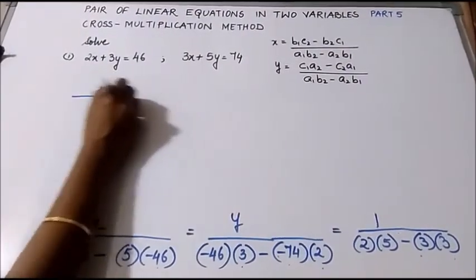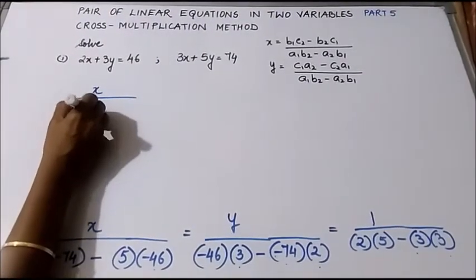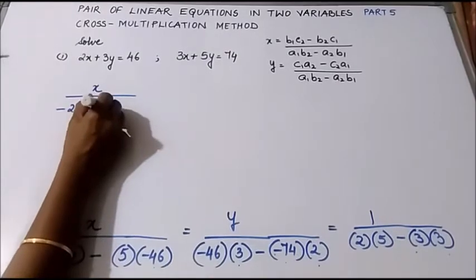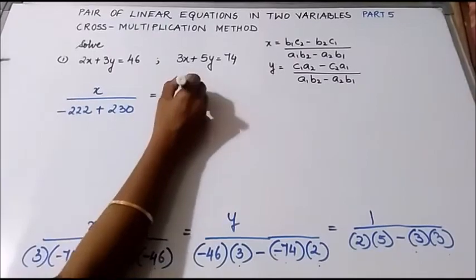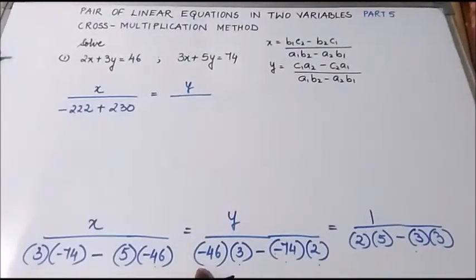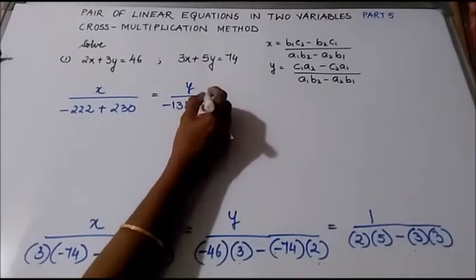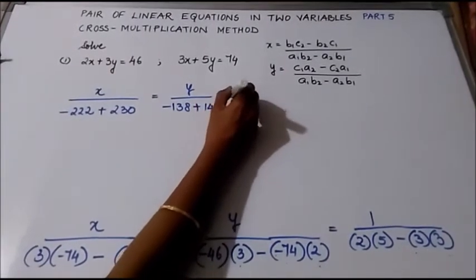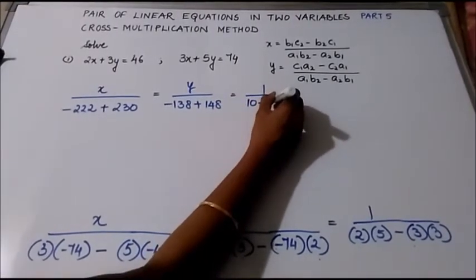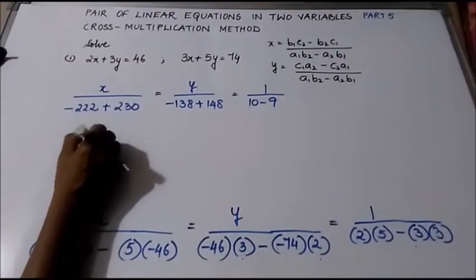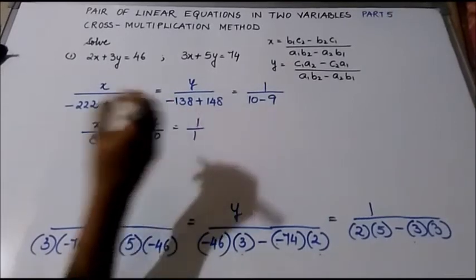You will get here x upon minus 74 into 3 will give us minus 222. Here minus minus will be plus. 5 into 46 will give us 230, is equal to y upon minus 46 into 3 will be minus 138. Minus minus will be plus. 74 into 2 is 148, is equal to 1 upon 2 into 5 is 10, minus 3 into 3 is 9. This will give us x by 8 is equal to y by 10 is equal to 1 by 1.